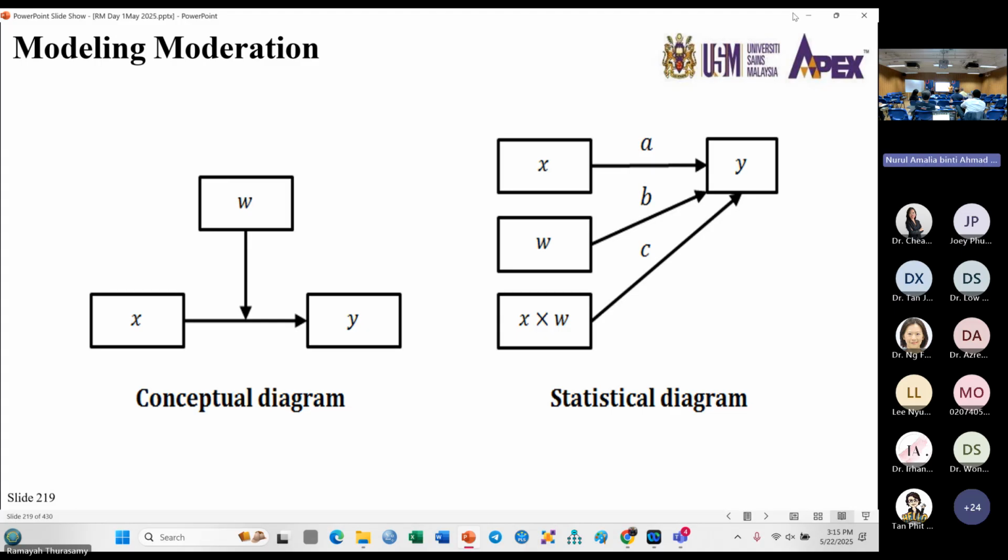Remember, we need to calculate the number of predictors. Although we draw it like this, we will test it like this. That's why the sample size will follow this. I mean, the number of predictors better increase already, because you have an indirect effect.